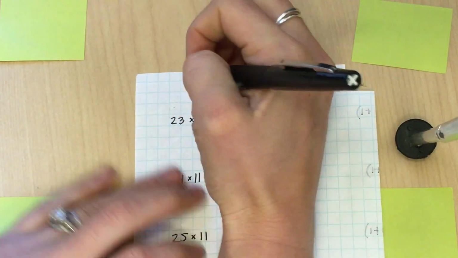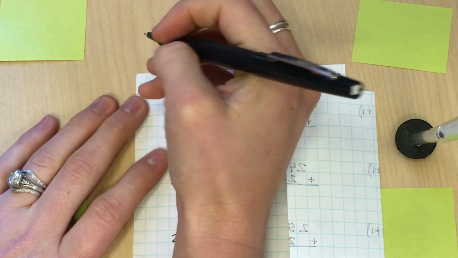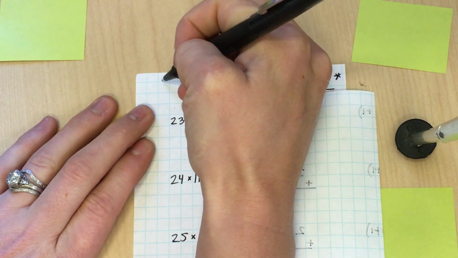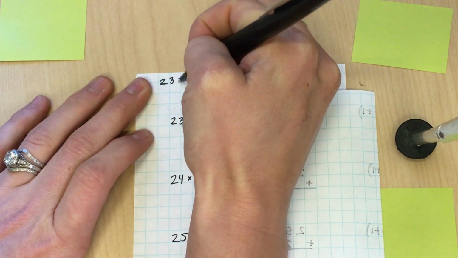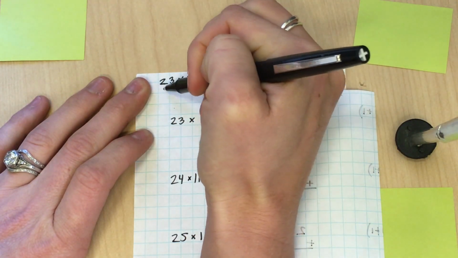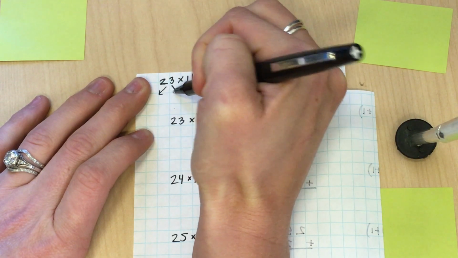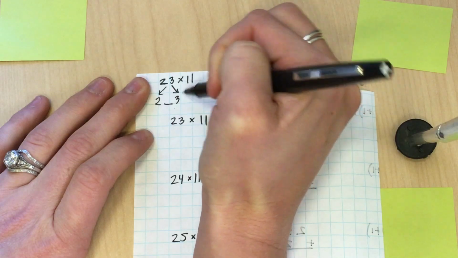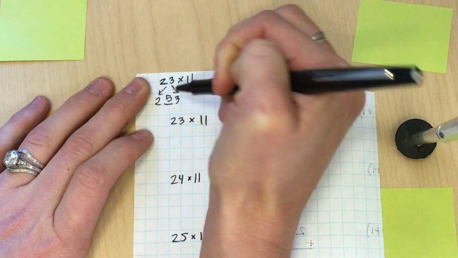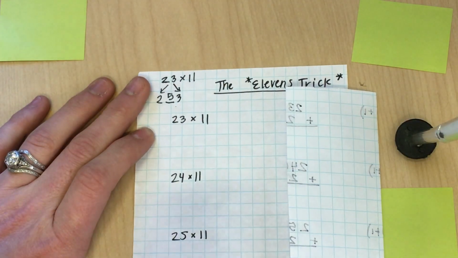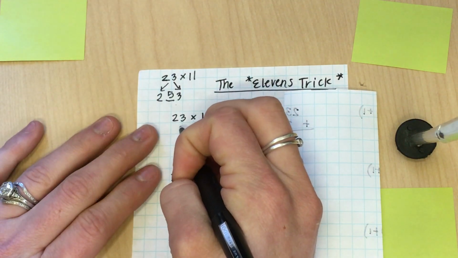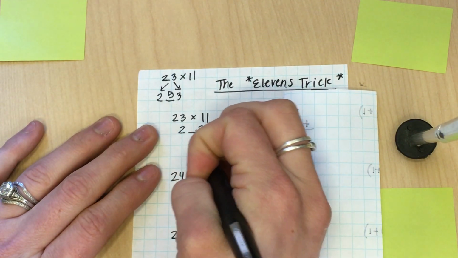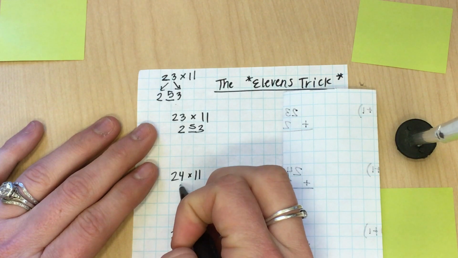So the trick, if you remember, was that if we were going to multiply a number like 23 times 11, the way we would do that is we scoot the numbers apart from each other, leave a blank in the middle, add them together, and that's the number that goes in that blank. So in the case of 23 times 11, we get 253.